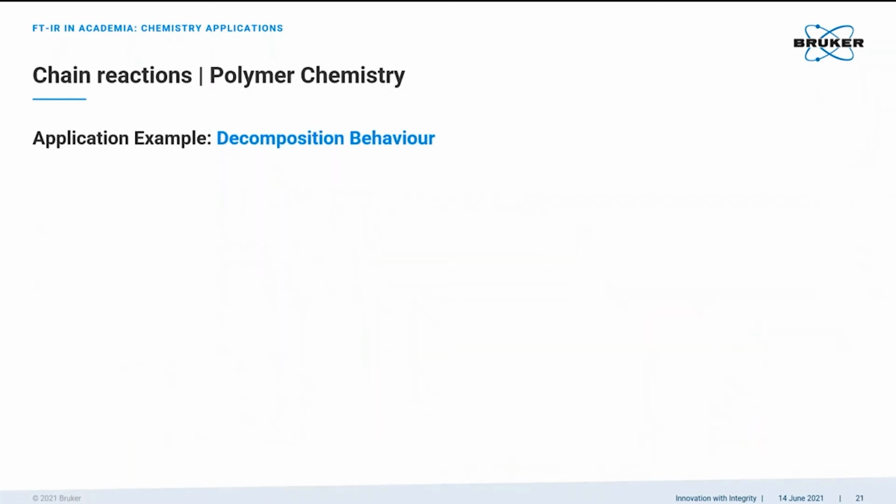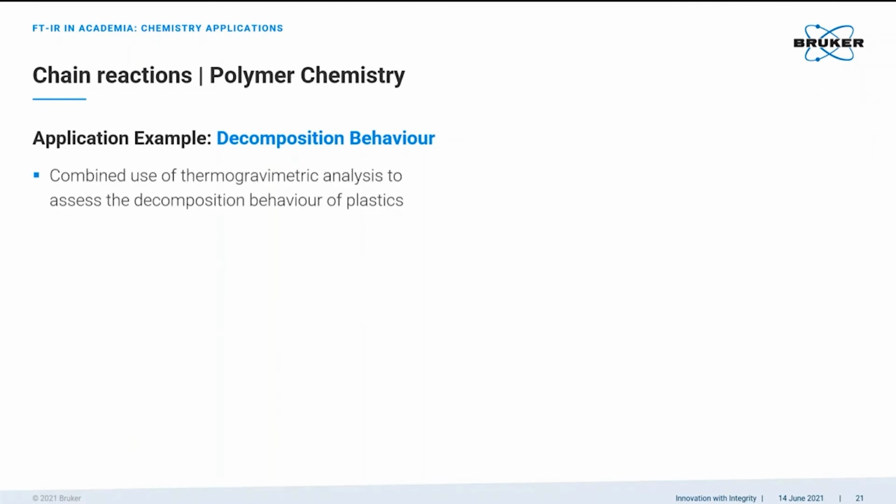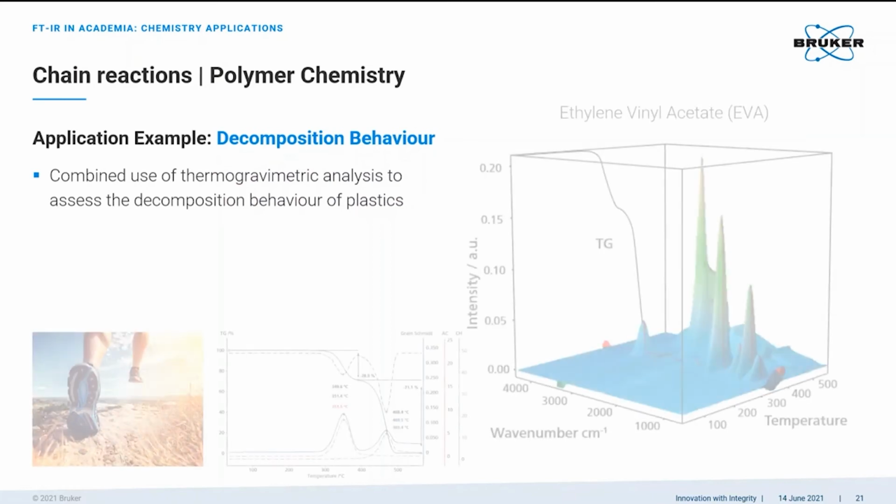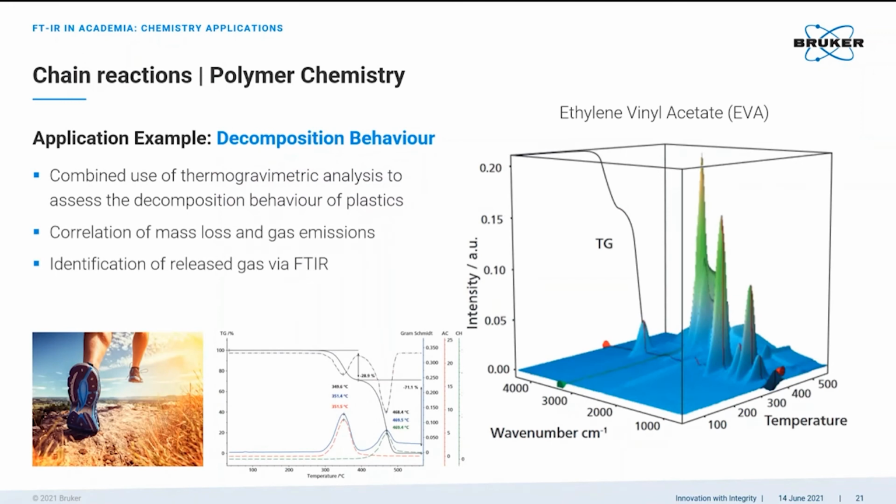Another hyphenated technique frequently applied in polymer chemistry is the TG FTIR, which combines thermogravimetric analysis with FTIR. The decomposition behavior of a plastic can be understood by recording the mass loss at elevated temperature, and the released gas will be identified by FTIR. Looking at the result measured for ethylene vinyl acetate, EVA for short, that is often used in the production of sport shoe soles, but also applied in textile industry, agriculture, and as a melt adhesive.